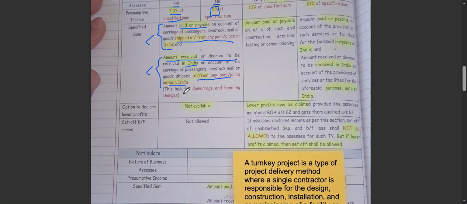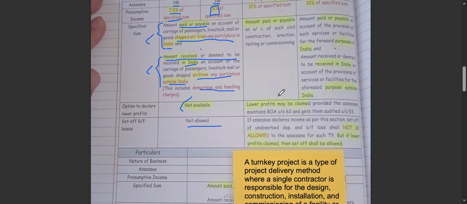And it also says that this payment includes demurrage and handling because they will also form part of that specified sum for calculating PGBP. Then there are two more points. About the option to declare lower profits: in case of both the businesses, they do not have the option to declare lower profits even if they make lower profits. It doesn't matter. Then there is set off of brought forward losses. Both of them are not allowed to set off any brought forward losses. This is serial number 1 and serial number 3.